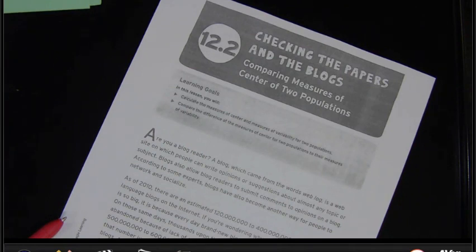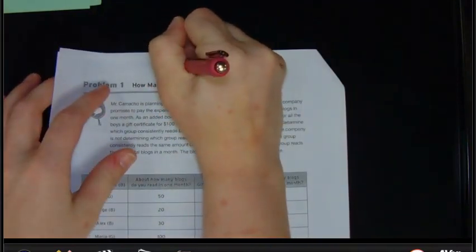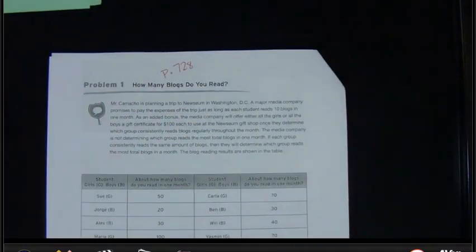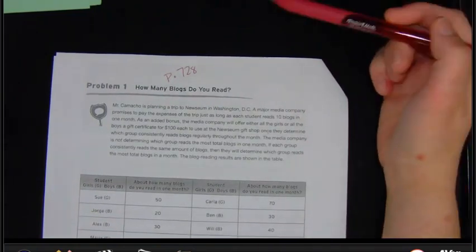If you guys would, please find your textbooks. We're going to be in section 12.2, on page 728. On page 728, we're going to take a look at this dot plot, or we're going to create one. We're going to see how many blogs you read.